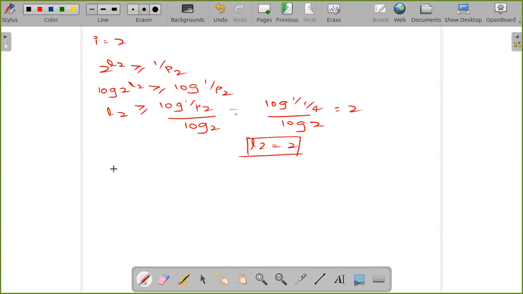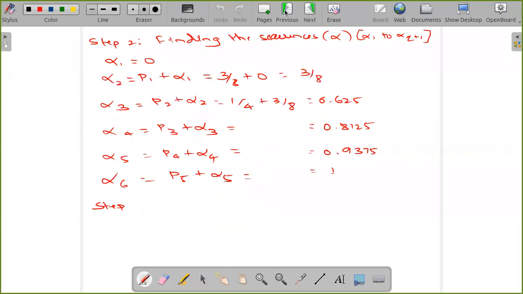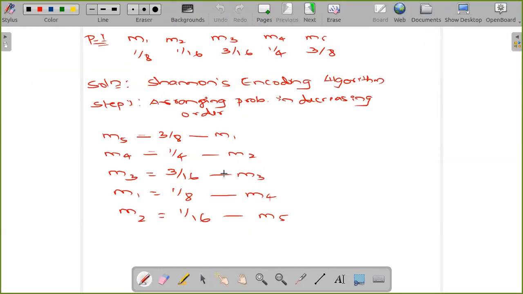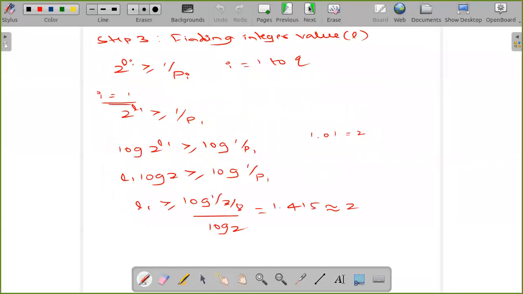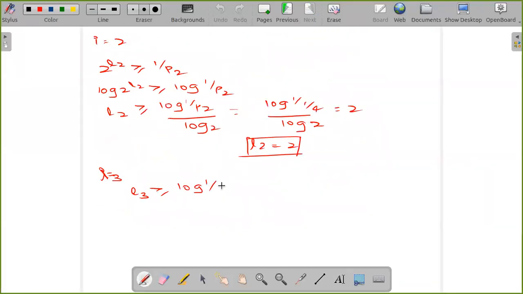Now similarly find it for L3. So what will be the formula again to find L3? I'll take i equal to 3. I'll write directly, L3 is greater than or equal to log 1 divided by P3. I'll substitute the P3 value directly here. P3 is nothing but 3 by 16. Very good.